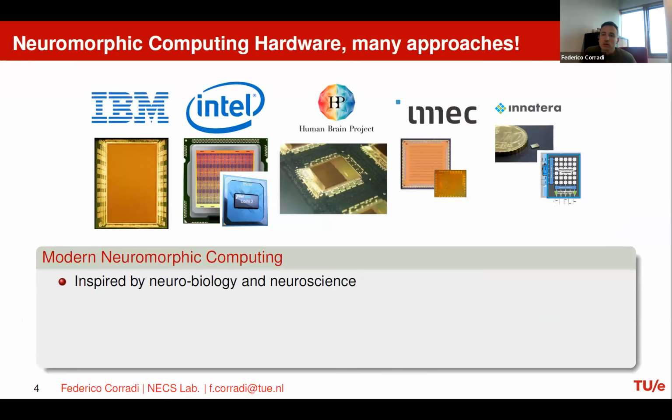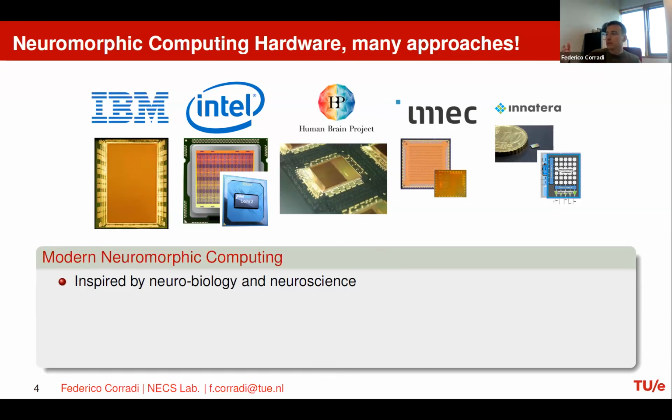In this field, and we have seen it also here at the Open Neuromorphic, there are lots of approaches, and there are many, many companies and research laboratories that are now looking at neuromorphic computing within the intersection of these three fields as a way of covering edge AI applications. There are many companies like, for example, IBM, Intel, the Human Brain Project, IMEC, Innatera, SNNs, we have also seen here in Open Neuromorphic.